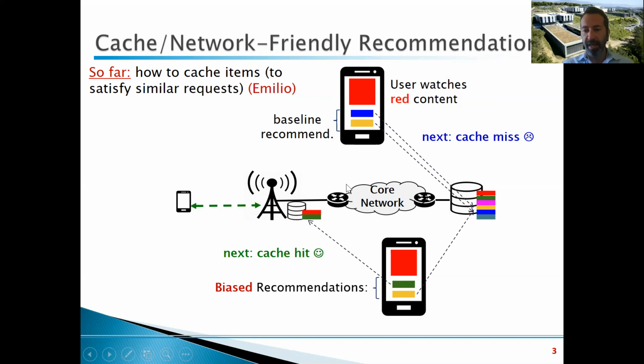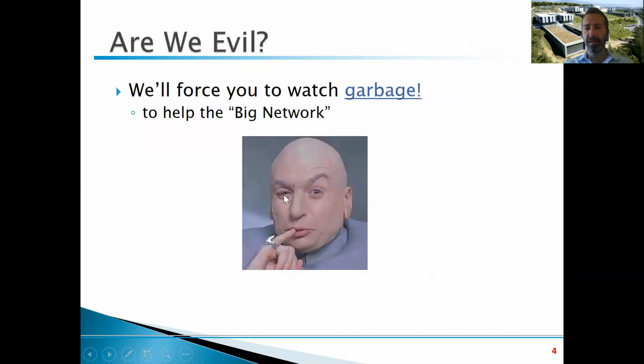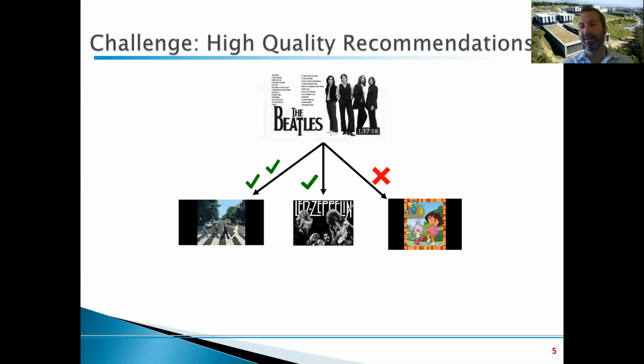So the name of the game when it comes to recommendations is, given what is cached here, how can we modify the recommendations in order to favor the things that are locally cached? And of course, you might be thinking, wait a minute, this guy is evil. He's going to change all our recommendations and force us to watch garbage, just to help the big network. But clearly this is not the case. Why is this not the case? Because even if I wanted to do that, I cannot.